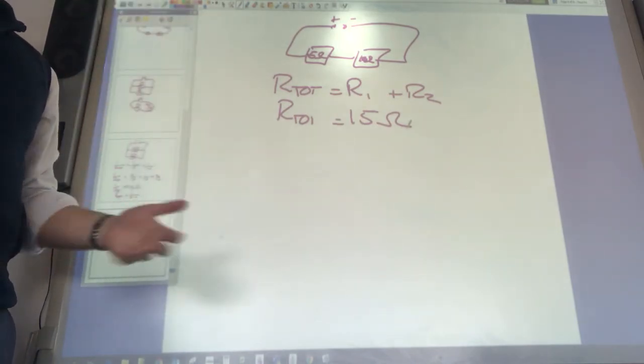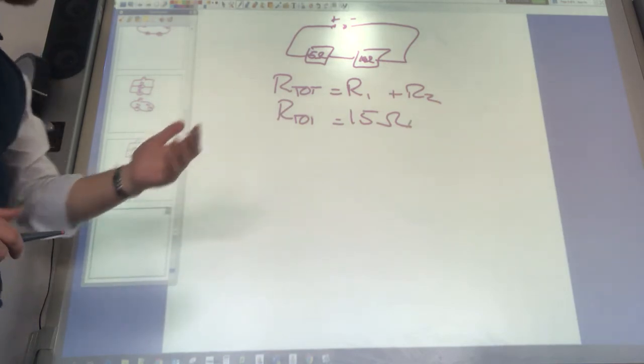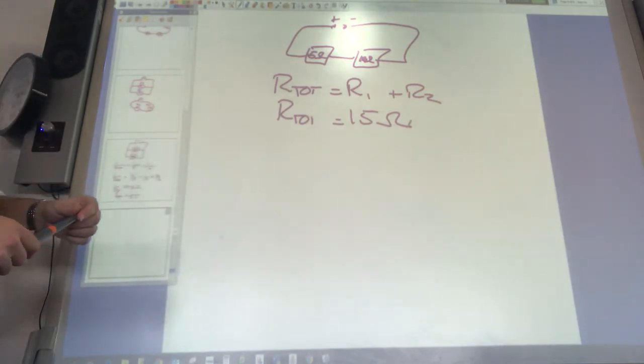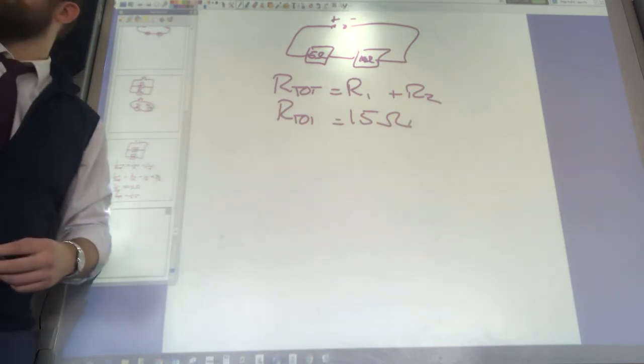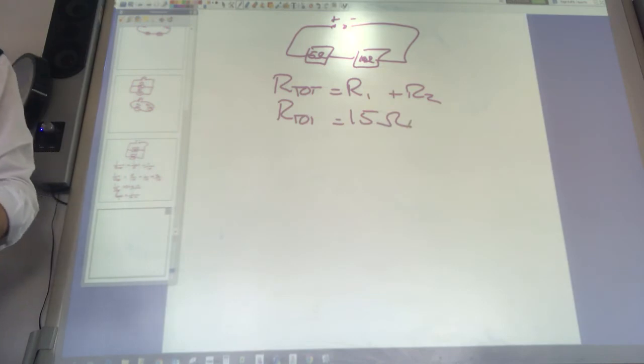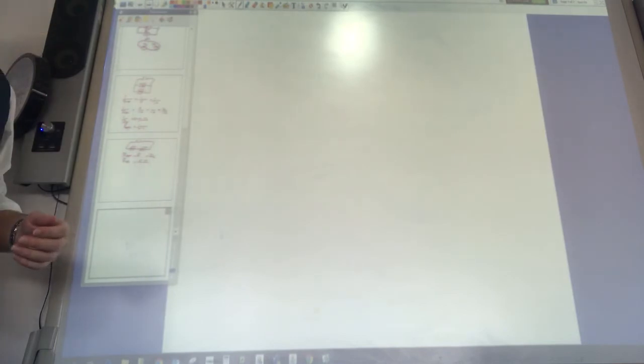Why that happens, I don't really know. I keep on asking people and they can't explain it. If Mr. Patrick was here, he might be able to do it. I don't understand it, I just know the rule. Oh, Mr. Patrick is here. I won't ask him to explain it. So, right, that's it. That's the series and parallel circuit rules.